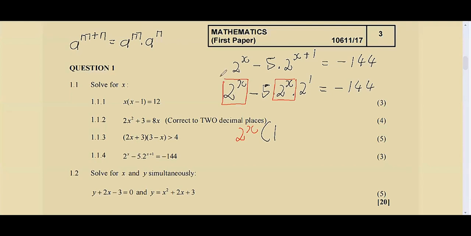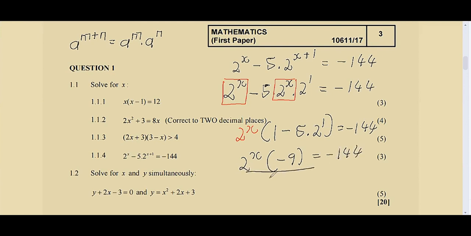And then remember, there is a coefficient of 1 here. If we factor it out from here, we are left with the 5 multiplied by 2 to the exponent of 1. And that's equals to negative 144. So this is 2 to the exponent of x. And then 5 times 2 is 10. 1 minus 10, that's negative 9, is equals to negative 144.